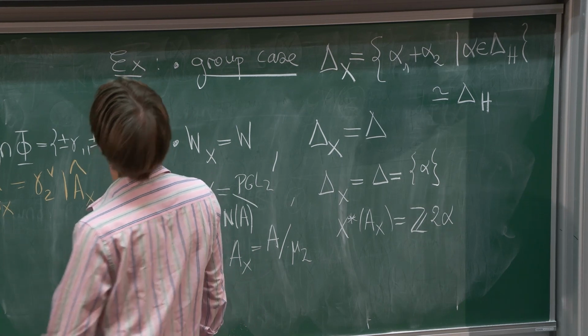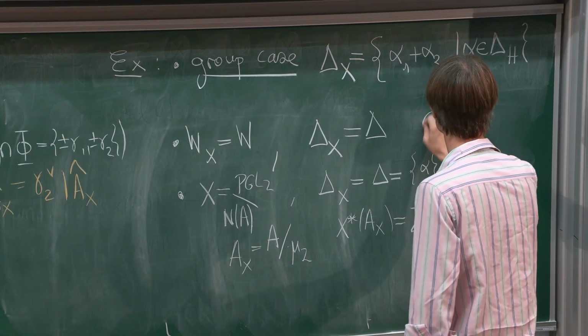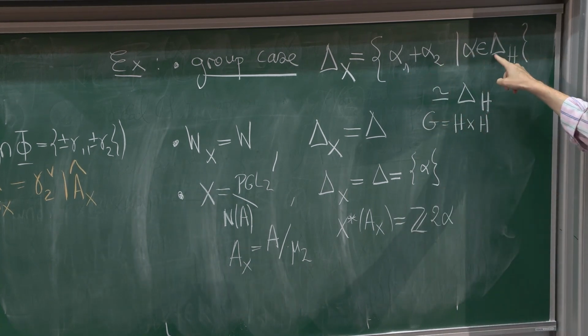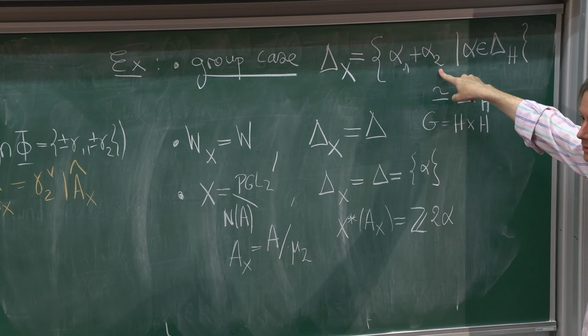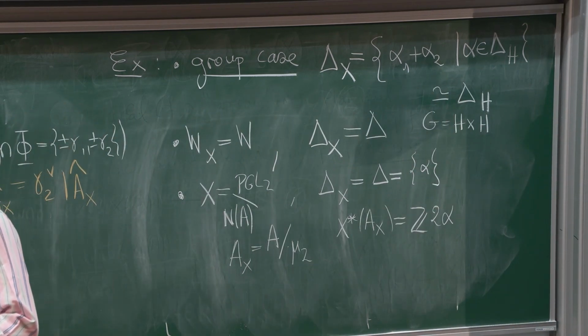So in the first example, you write alpha 1 plus alpha 2. Yes, in this case, G is H times H. So it's just that every simple root of H will give you 2 simple roots of G, either one in the first copy and one in the second copy. And these are the meaning of this.